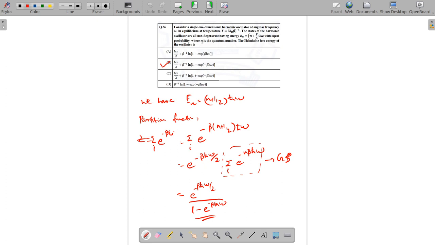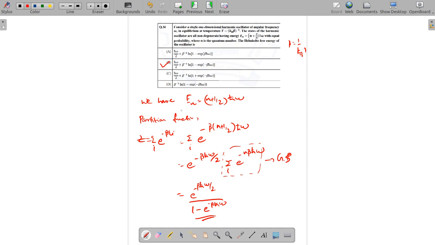Okay, so next one. Consider a single 1D harmonic oscillator of angular frequency omega in equilibrium at temperature T, with beta equal to 1 by k_B T. The states of the harmonic oscillator are all non-degenerate, having energy, these are the energy eigenstates, the energy values which we already know, with equal probability, where n is the quantum number. The Helmholtz free energy of the oscillator is.